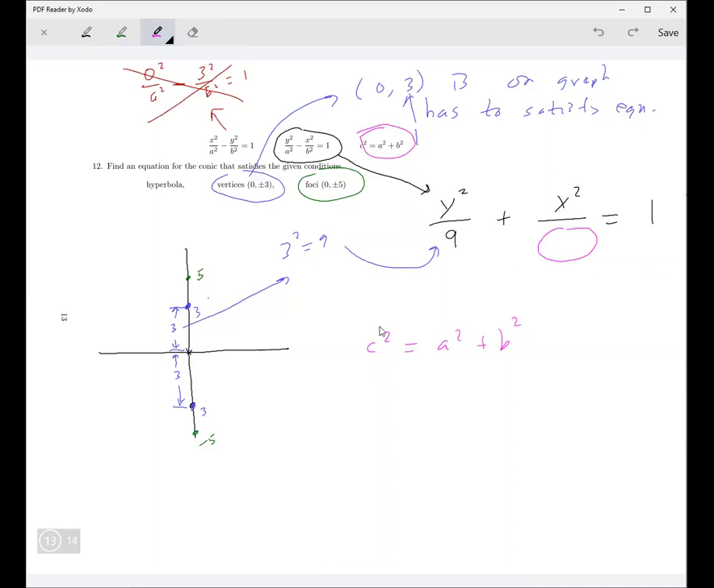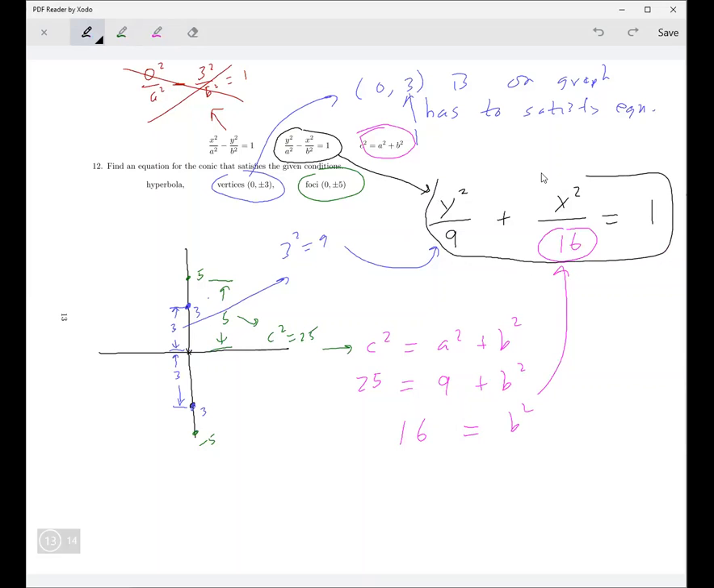So c comes from this right here. This distance is 5. So c squared is 25. This becomes 25. And then a squared is 9 plus b squared. So b squared will be 16. And that goes right there. Okay, so that's going to be the equation.